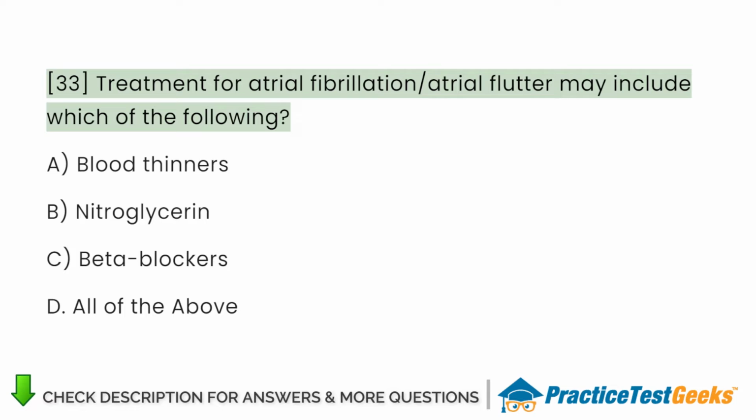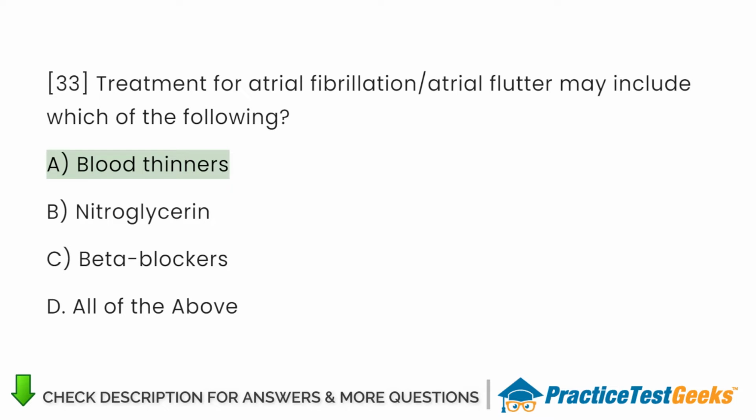Treatment for atrial fibrillation, atrial flutter may include which of the following? A. Blood thinners. B. Nitroglycerin. C. Beta blockers. D. All of the above.